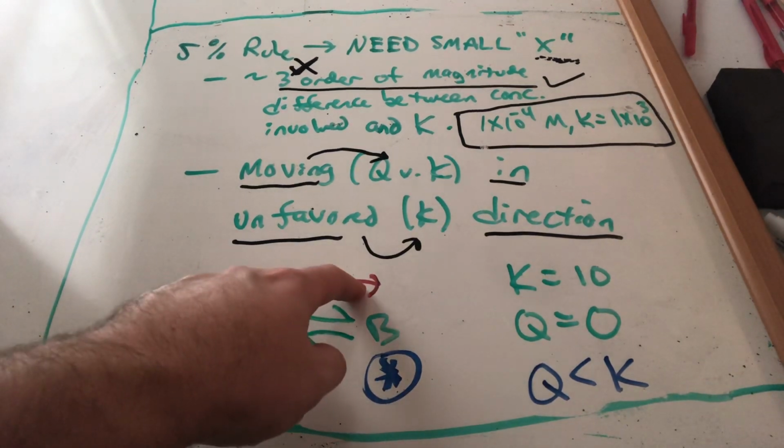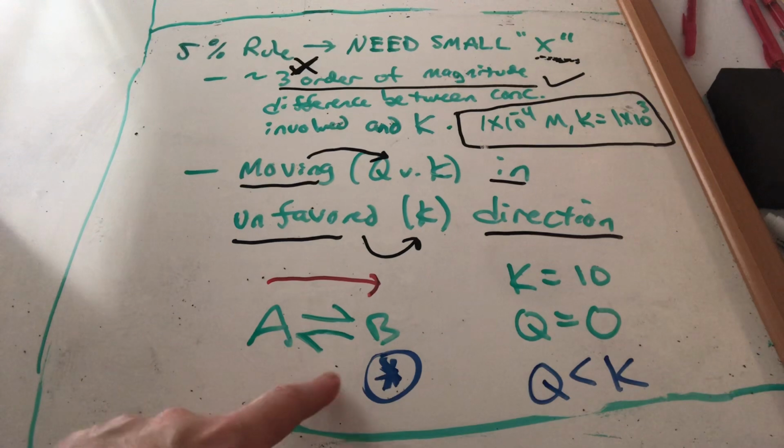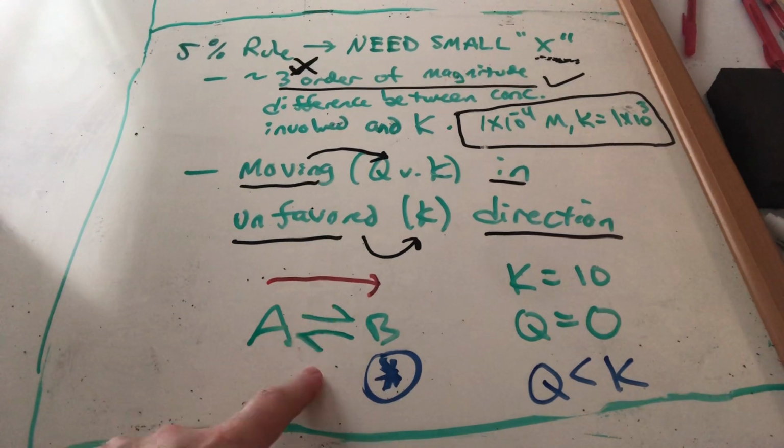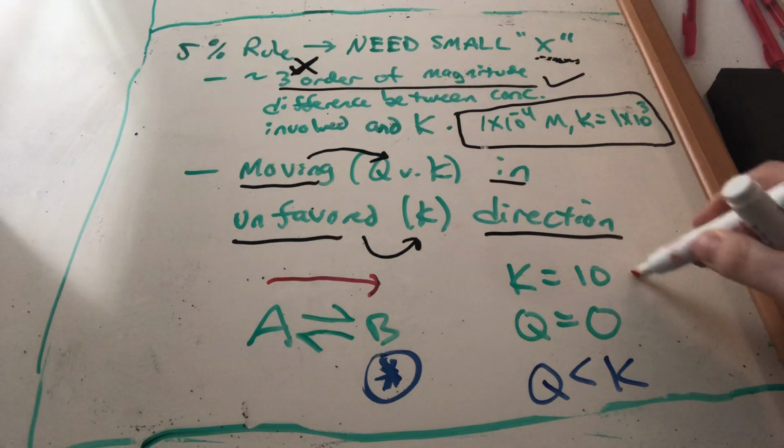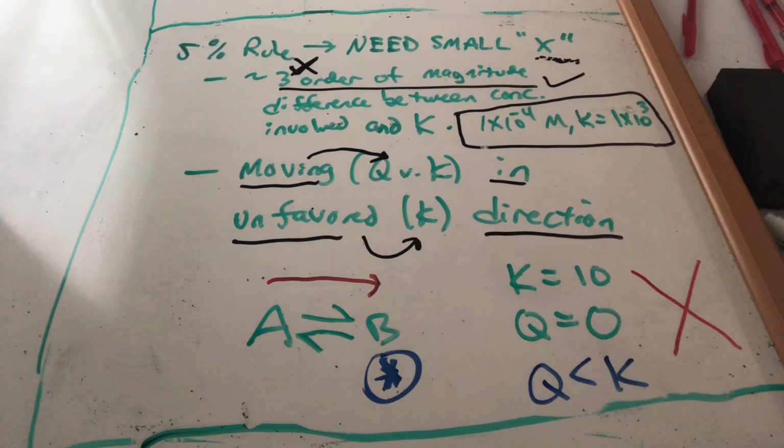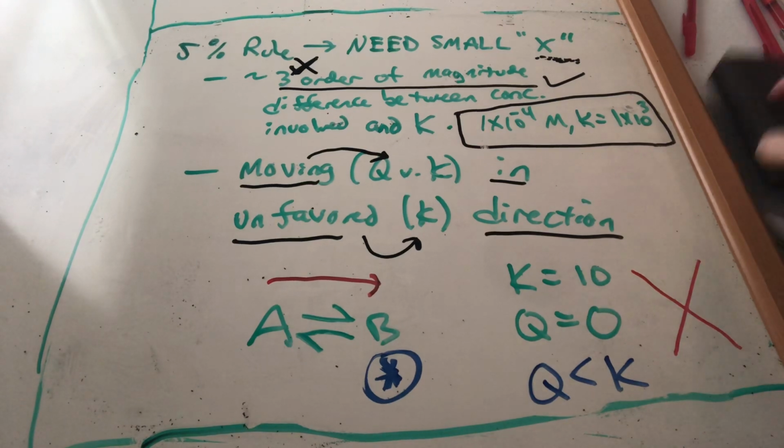That means that this move is going to be big. And that means that when we write our ice table, our x's are going to be big. So would we try to use the 5% rule? Would we waste time trying to use the 5% rule in this situation? No, we would not, right?